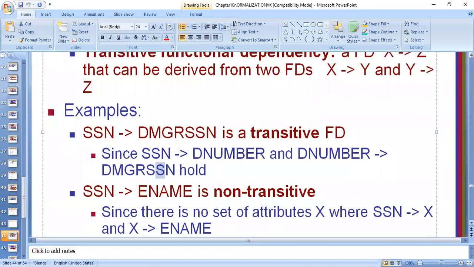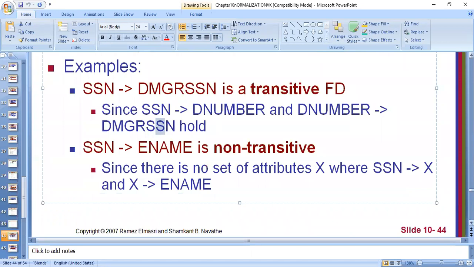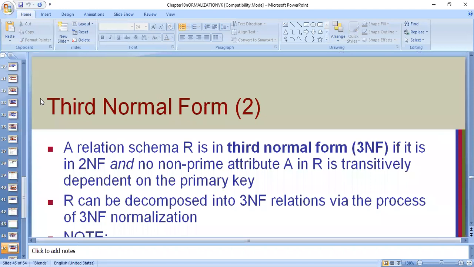Now let us define the third normal form with this definition. A relation schema R is in third normal form if it is already in second normal form. So this is one primary condition.